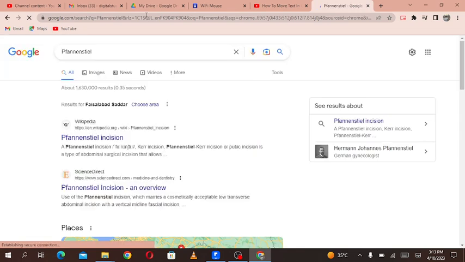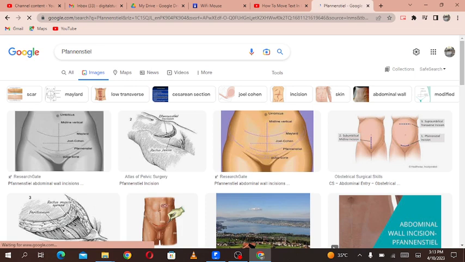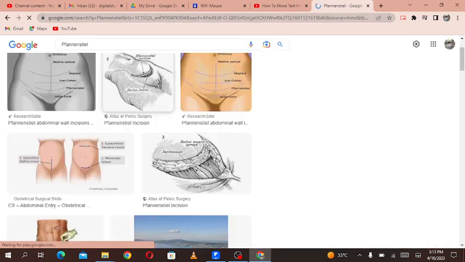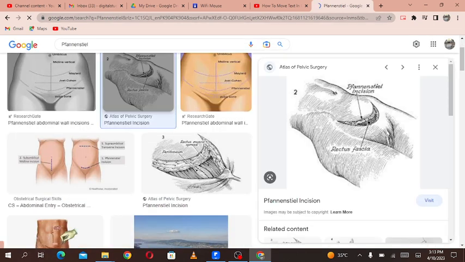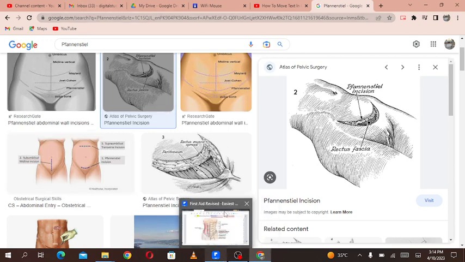The pfannenstiel incision is, firstly, the name of an incision, a type of abdominal surgery incision over the pubic area. We do that incision in the case of C-section. So we perform this incision over here, and it goes something like that. So during the C-section, we do the pfannenstiel incision. Okay, let's move back to the PDF.